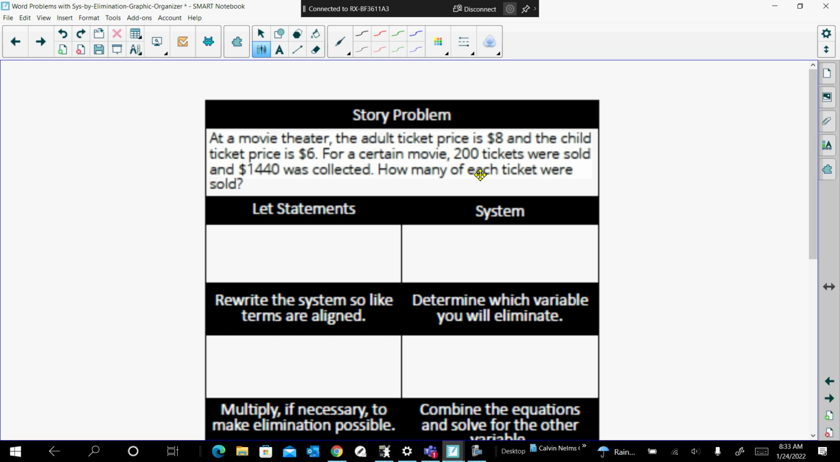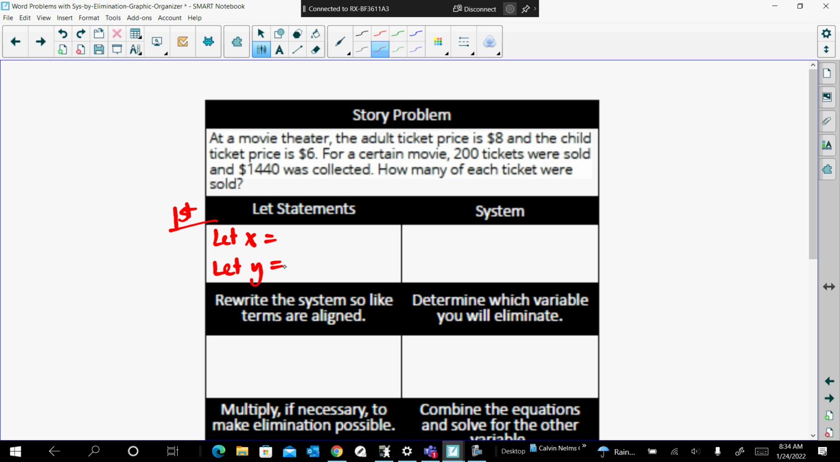All right, so this is our first step. We're going to let x equal and let y equal. So defining the variables is based on this problem. So here it says at a movie theater, the adult ticket's price is $8 and the child ticket price is $6. For a certain movie, 200 tickets were sold and 1440 was collected. How many of each tickets were sold?